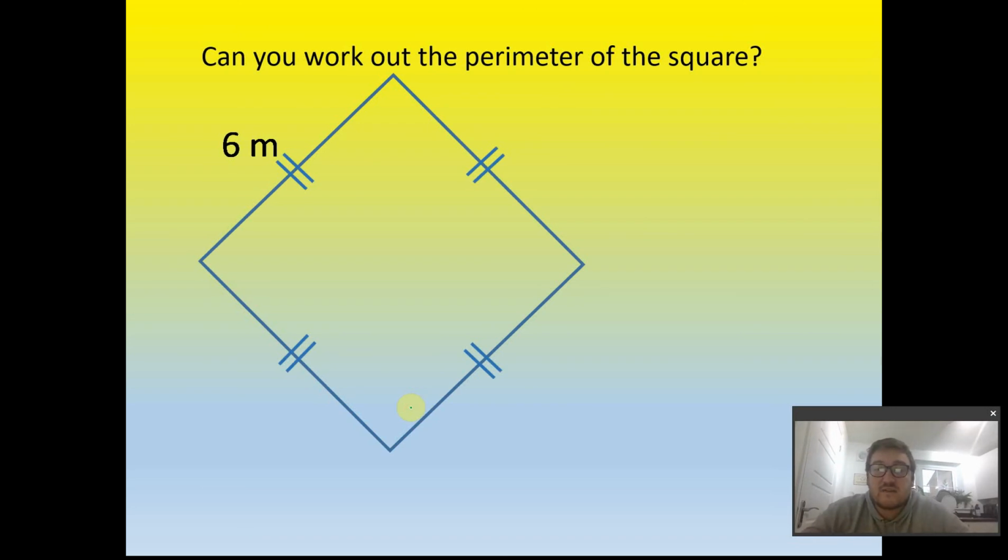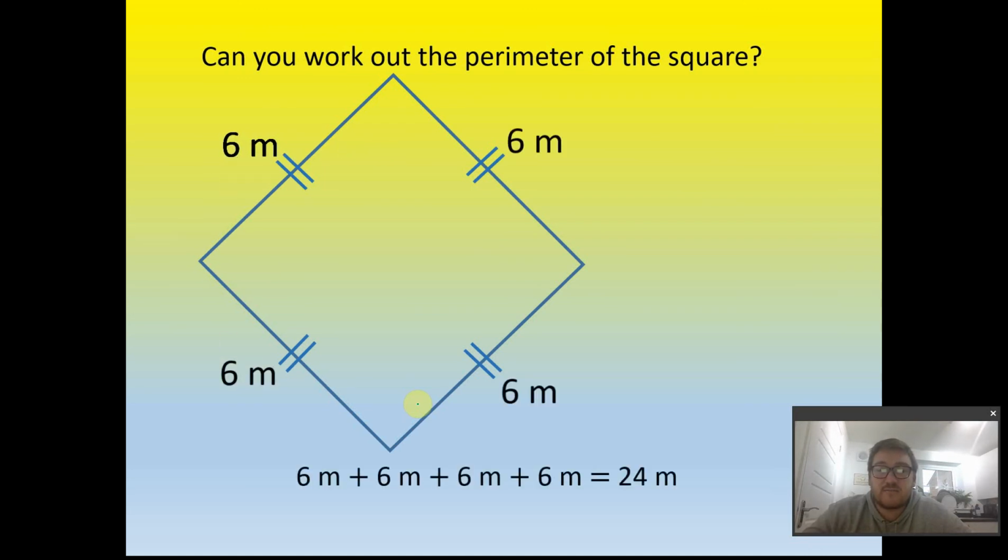So if you said or thought that a square has 4 equal sides, then you'd be correct. So that would mean that these other 3 sides are all going to equal, did you say 6 meters? Indeed, you're right. So 6 meters each. So 6 add 6 add 6 add 6, or 6 times 4 equals 24 meters.